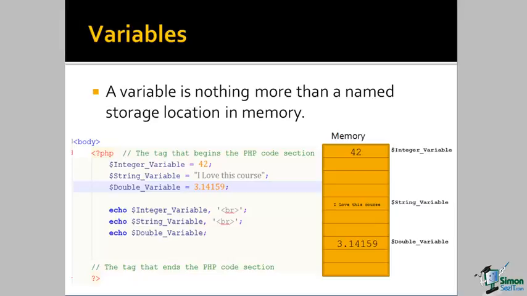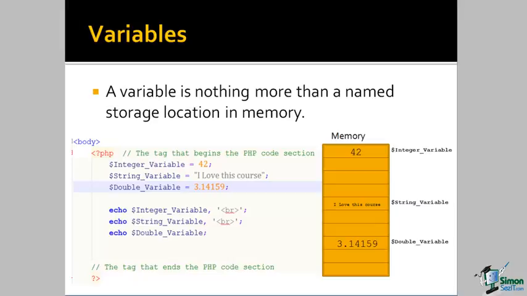So I give it a name. The name of the variable is integer variable, and I put the number 42 in that variable, in that memory location. Then I create a string variable, and I put a string in that memory location. And then likewise with a decimal value, I call it double variable. That's just a name. And so in memory, I get 3 locations in memory, 3 storage places.